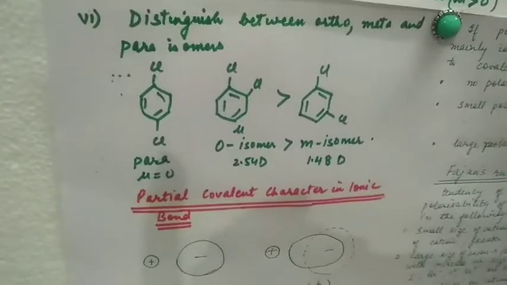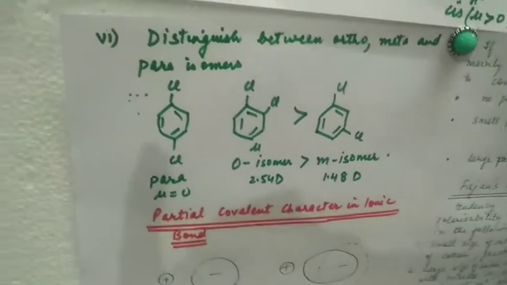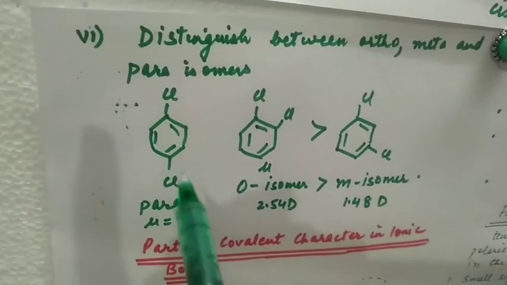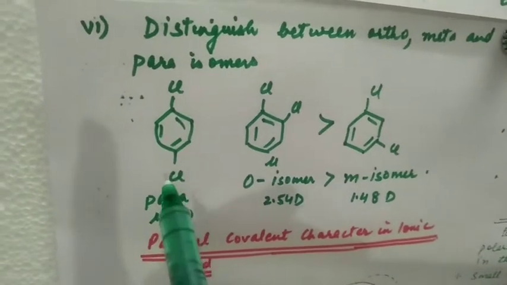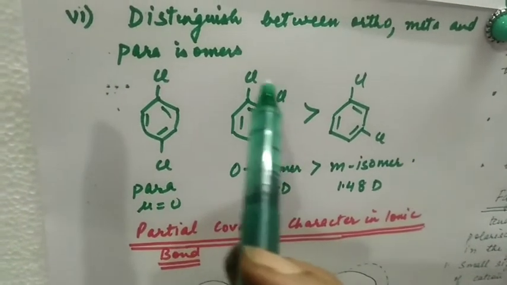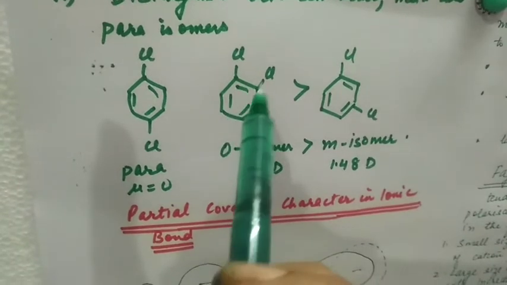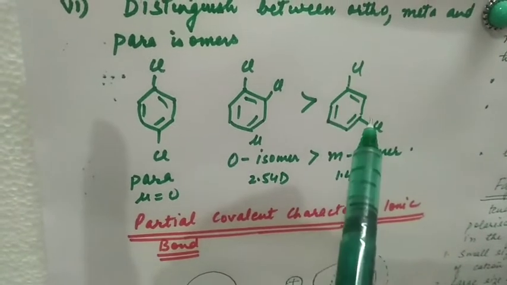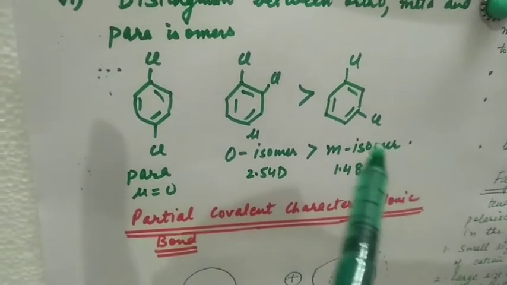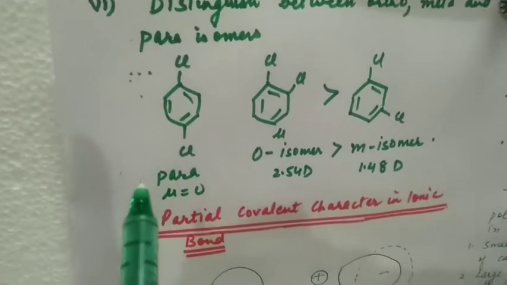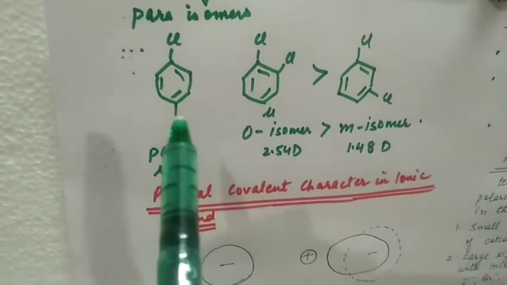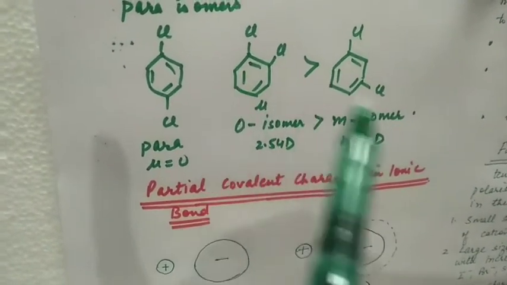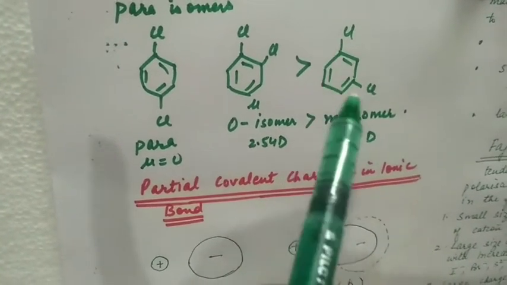Distinguish between ortho, meta and para isomers. So in a benzene ring, if the two substituents are on the opposite side of each other like this, it is a para isomer. If the substituents are present on adjacent carbons, this is an ortho isomer. Whereas if they are on 1 and 3rd position, this is a meta isomer. Value of dipole moment for para isomer is 0, because these two cancel each other. These two add up, so it is having more dipole moment than the meta isomer.